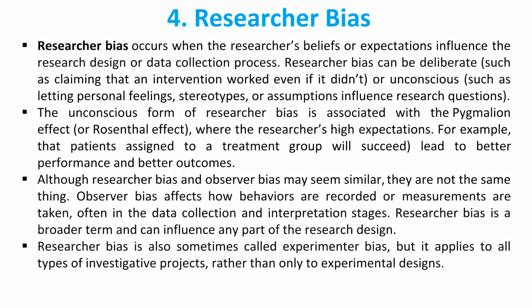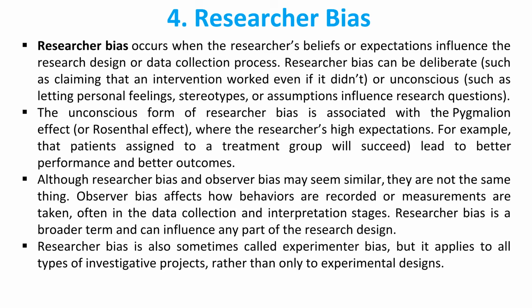Number 4 type of bias is researcher bias. Researcher bias occurs when the researcher's beliefs or expectations influence the research design or data collection process. Researcher bias can be deliberate, such as claiming that an intervention worked even if it didn't, or unconscious, such as letting personal feelings, stereotypes, or assumptions influence research questions. The unconscious form of researcher bias is associated with the Pygmalion effect, or Rosenthal effect, where the researcher's high expectations, for example, that patients assigned to a treatment group will succeed, lead to better performance and better outcomes.